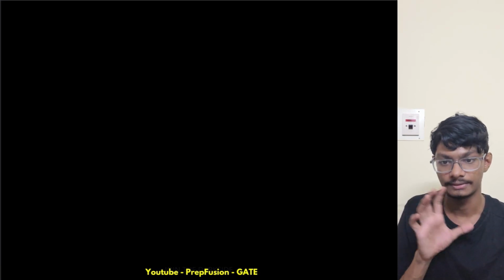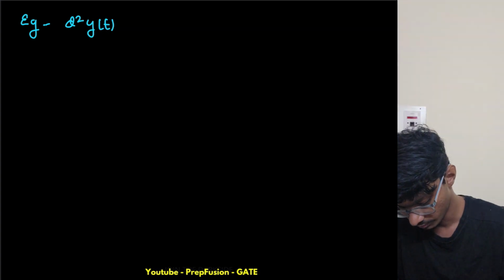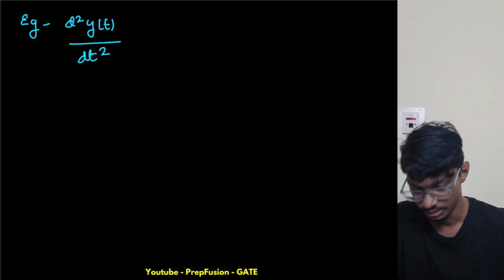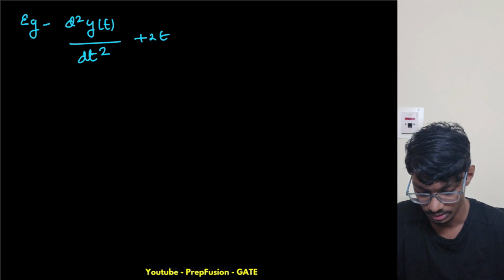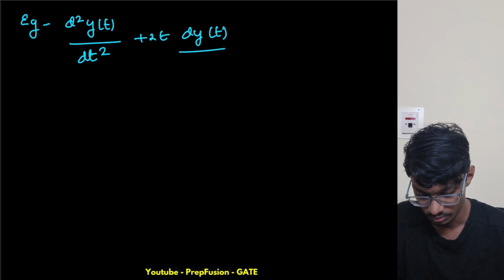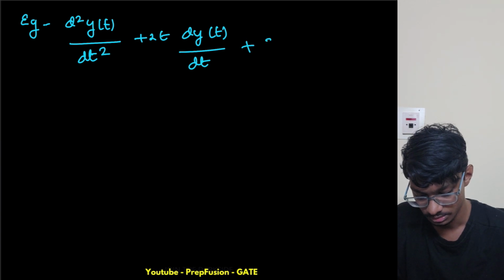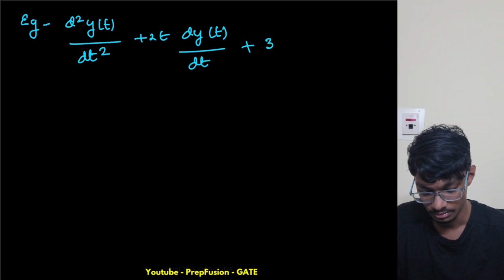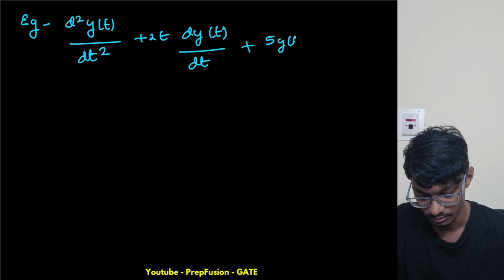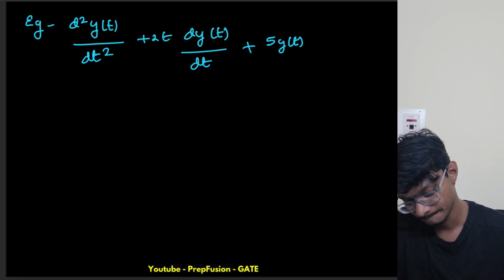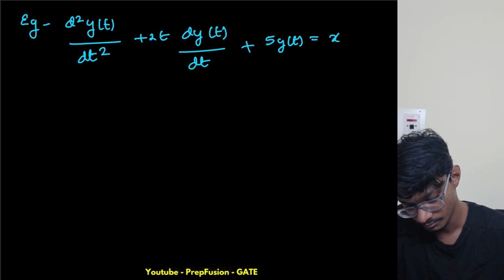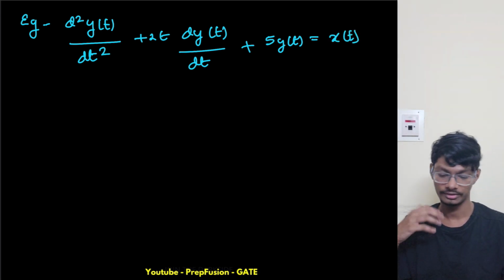Now one thing I can do, let's say I have another example. I have one system like this: d square y of t by dt square, times t, plus 2t dy of t by dt, plus 5 y of t equals x of t.